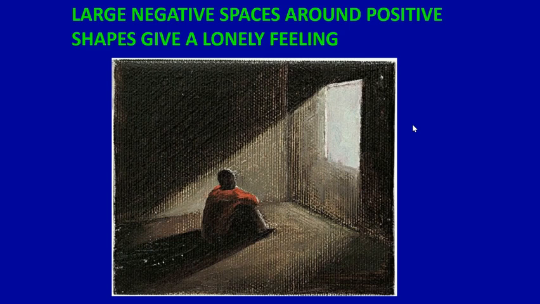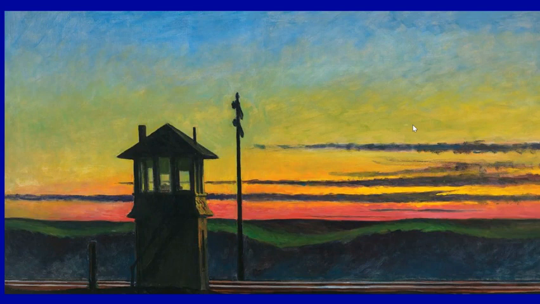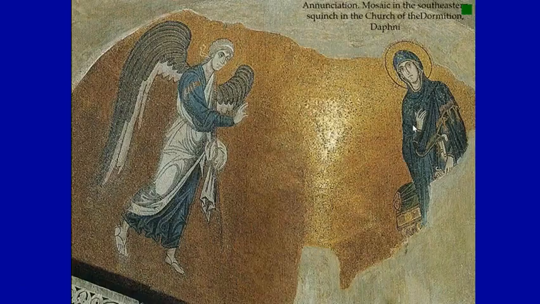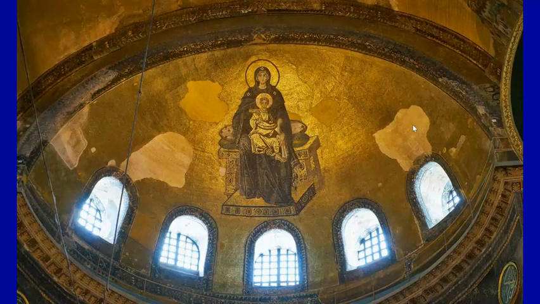Large negative spaces around positive shapes give a lonely feeling. So, like a painting like this, we have a lot of empty space and it gives a lonely feeling. Lots of Edward Hopper paintings feel very lonely. And we can see that in the mosaics where it has this very empty background. It should be like a blue sky or a field or some foliage of some sort, but no, it's empty. It's this gold color, and the people feel very lonely or isolated and lost in there.